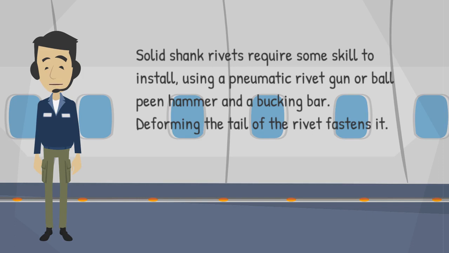Solid shank rivets require some skill to install, using a pneumatic rivet gun or ball-peen hammer and a bucking bar. Deforming the tail of the rivet fastens it.